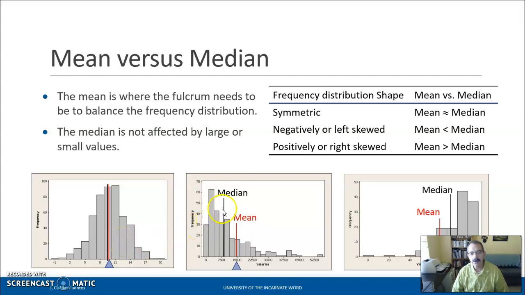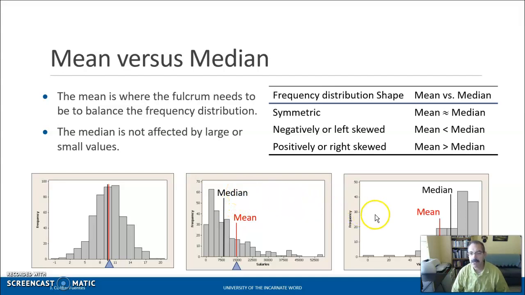Now, when you have a positively skewed distribution, then you need to move the fulcrum to the right to balance all these observations to the right. And the median stays put in terms of dividing the data: 50% of the data is below it and 50% is above it. So if you have a positively skewed distribution, the mean is going to be bigger than the median.